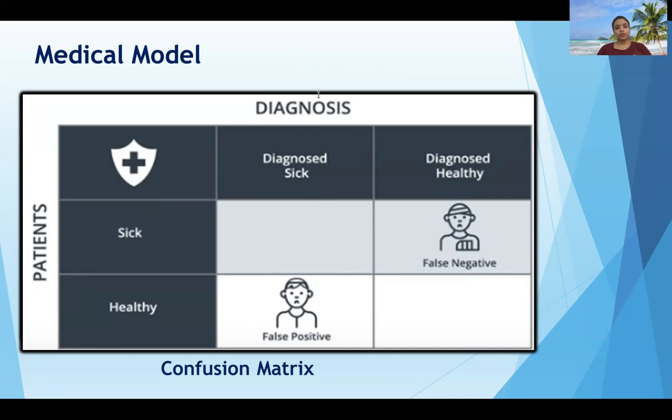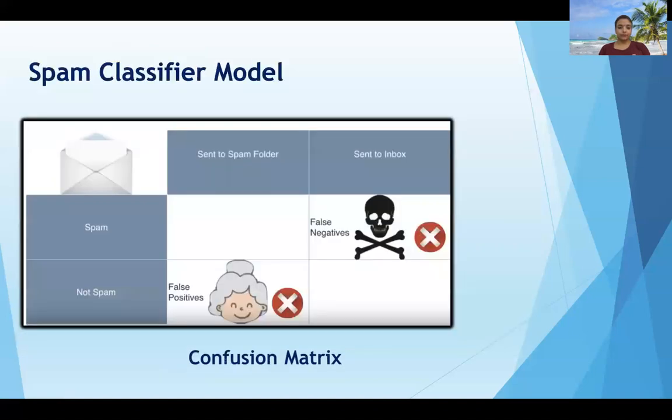Okay. So now let's take another example, the spam email model. Okay, and we will just focus on the incorrect ones. These are the incorrect ones. So now tell me which one is worse, the false positive or the false negative here. In other words, which one is worse: by mistake sending an important or good mail to the spam folder, or a spam email sent to the inbox folder.